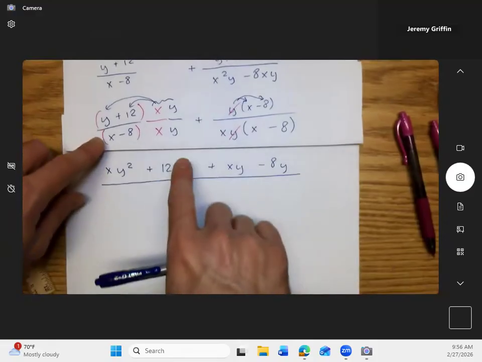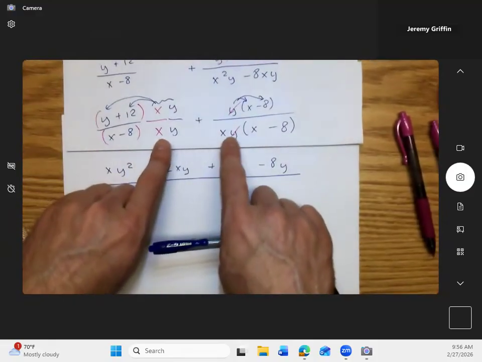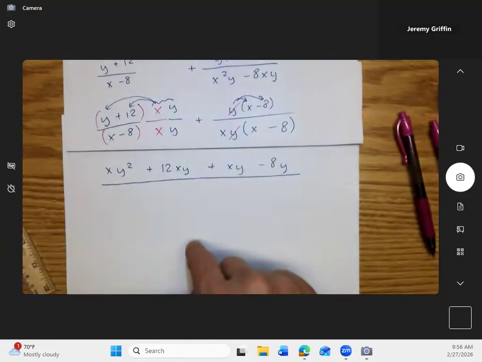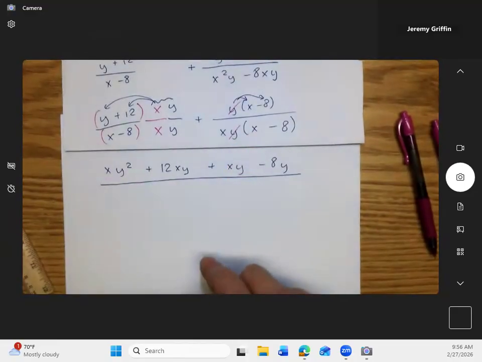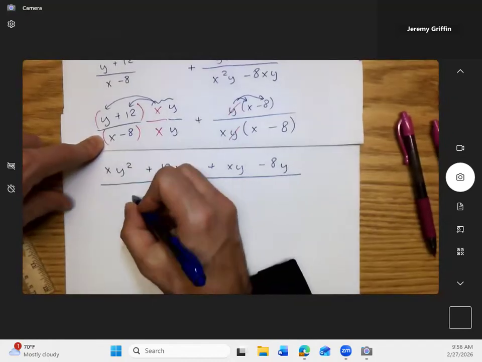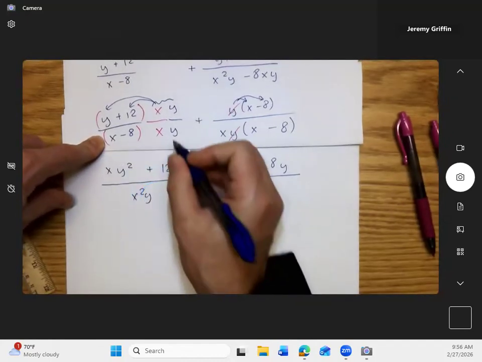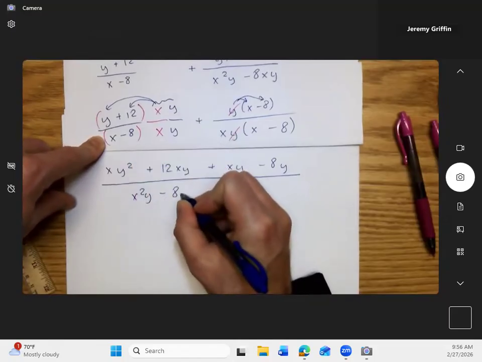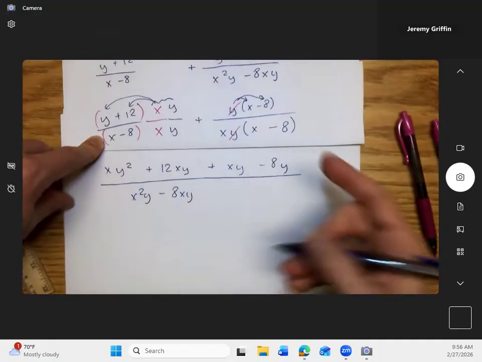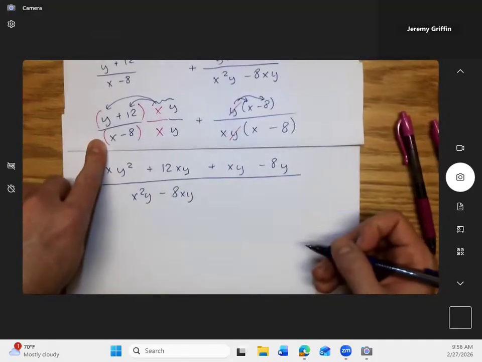Okay. Do you guys see that both these denominators are x times y times x minus 8? Yeah. Okay. But it looks like in their answer, they multiplied everything out. So let's just go ahead and do that. xy times x is x squared y. xy times 8 is 8xy for subtracting. Okay, that would be the same denominator for both.